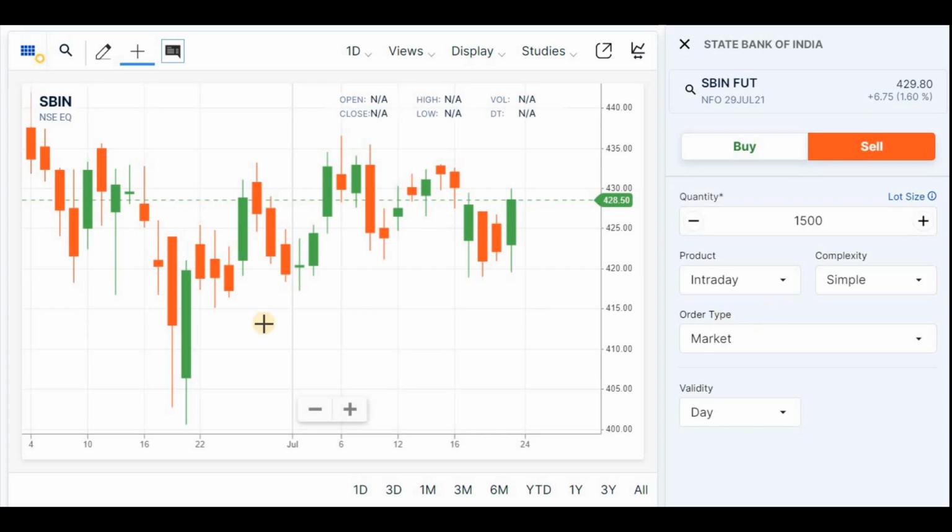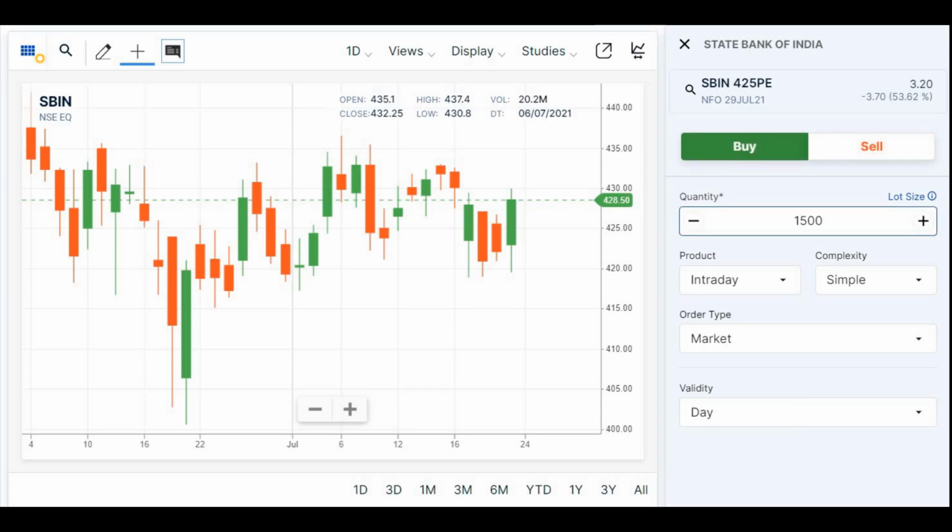If you don't have that much money in your trading account, and you feel like SBI stock price is going to fall in the near future, then since SBI is trading at around 429.8, you can buy SBI put options. What are the SBI put options available? Like 425 PE is there, 430 PE is available, 420 PE available, 415 PE available. Like that, so many puts are available. You can buy any of the puts.